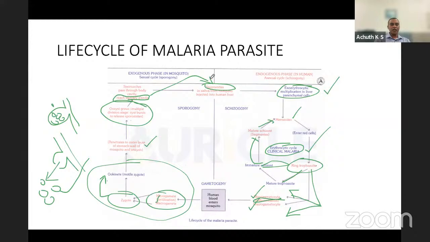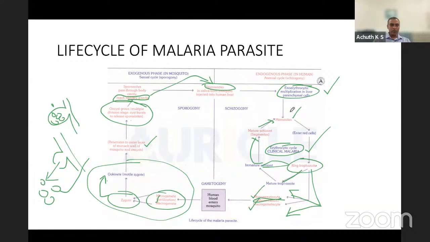Sporozoites, which are injected into the human body on the bite of a mosquito, will undergo multiplication in the liver. That is the exoerythrocytic cycle, outside the blood cell. On multiplication, these are called merozoites. Since multiplication is happening in the liver, you will have one of the signs, that is hepatomegaly. Before the fever, the hepatomegaly can also occur.